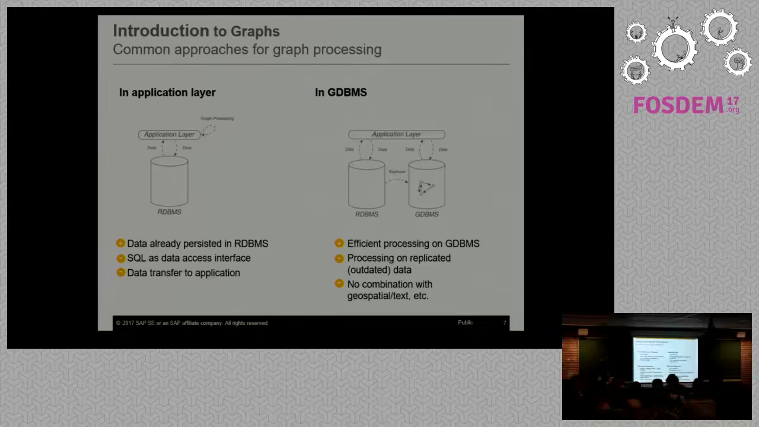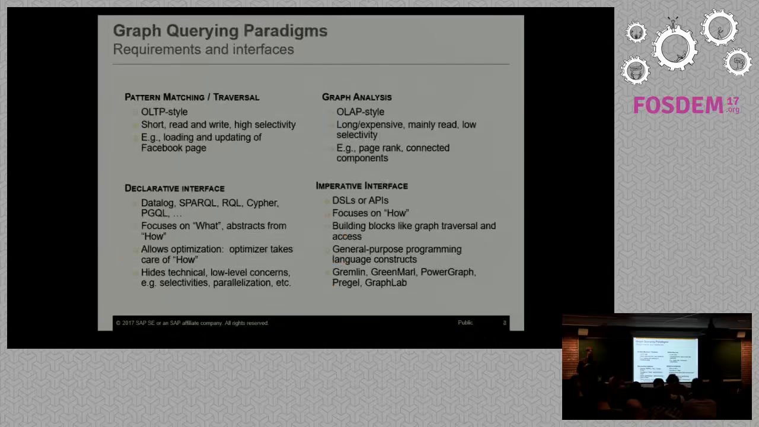Okay, let's have a deeper look into the interfaces and the requirements for graph databases. And we think there are two different kinds of queries. The first one is pattern matching or traversal style, and these are usually very local in a graph. They access only a small piece of the graph. They are highly selective, and typically they are read and write transactions. So a typical example is loading and updating a Facebook page.